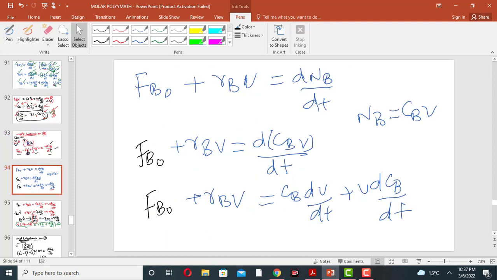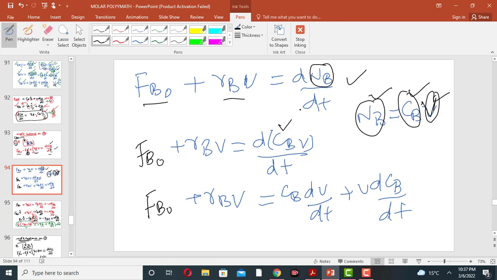Now this is the mole balance: input plus generation is equal to accumulation. Now we know that the moles of component B is equal to the concentration of component B into the volume of the reactor. So in place of NB we will write concentration into volume. Apply the product rule: first function into the derivative of second plus second into the derivative of first, and this is the RB into V, and this is B0.